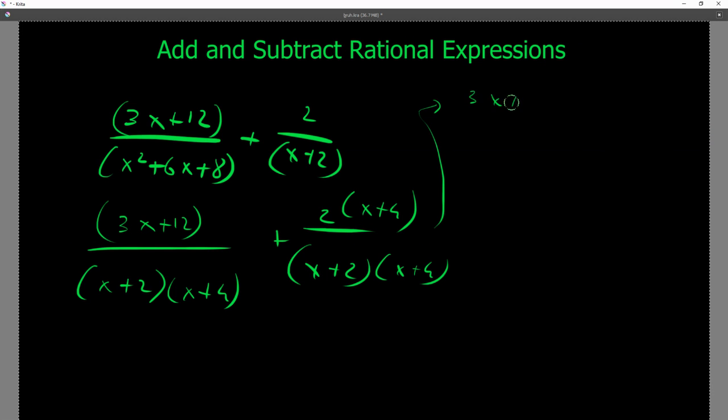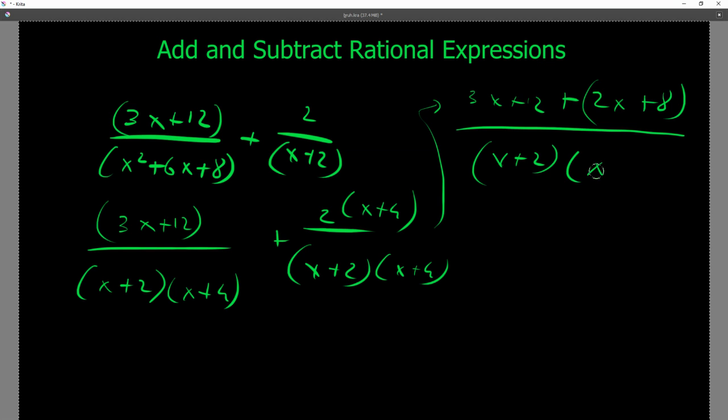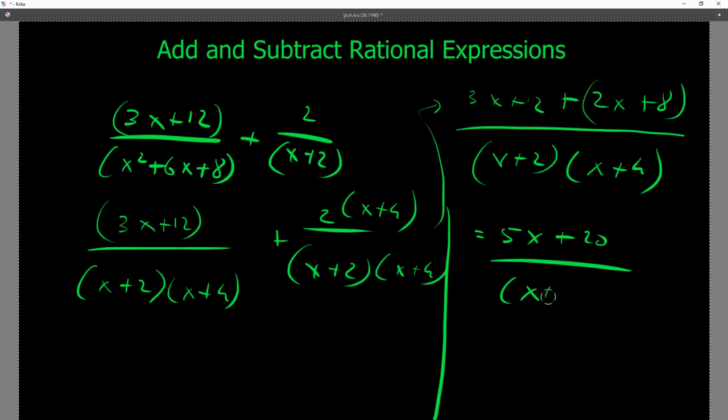I have 3x plus 12 plus, see, I multiply this in, now I have 2x plus 8 all over x plus 2, x plus 4. So I have 3x plus 2x is 5x. And then 12 plus 8 is positive 20 over x plus 2, x plus 4. And you're done.